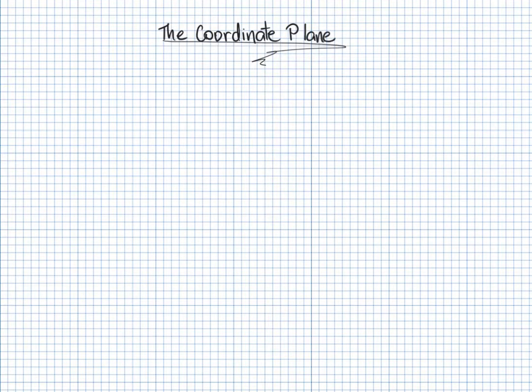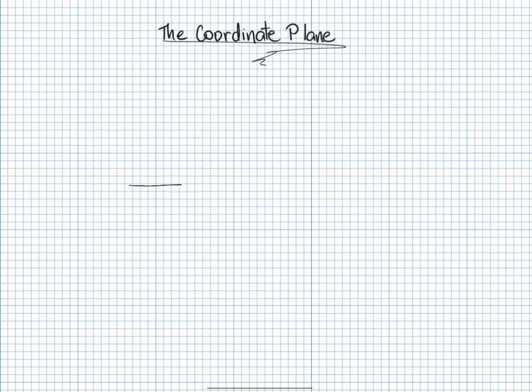Hi, in this video I'll be introducing you to the coordinate plane. The coordinate plane is just a space that's formed by a horizontal line, which we call the x-axis. It's actually exactly the same as the number line that we've been dealing with. And there's also a vertical number line, and that's called the y-axis. So let's draw that so you can see what that looks like.